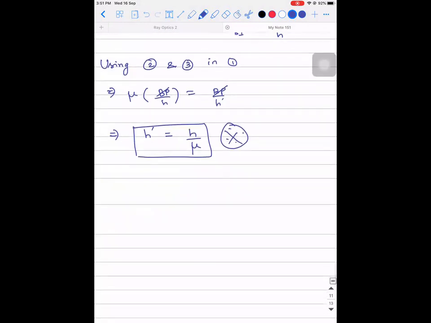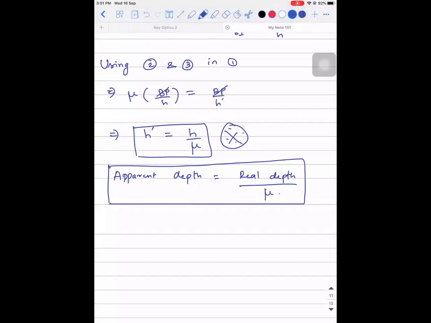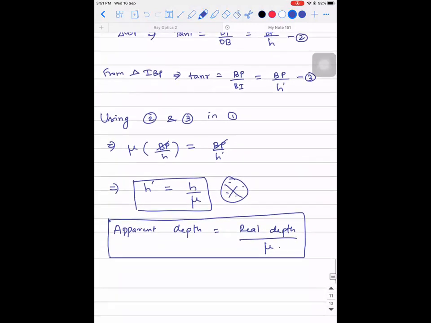So what we are trying to say is apparent depth is equal to real depth divided by mu, that is the refractive index. And remember the derivation, remember the condition under which this derivation has happened. If they twist the scenario, you're not supposed to use this.